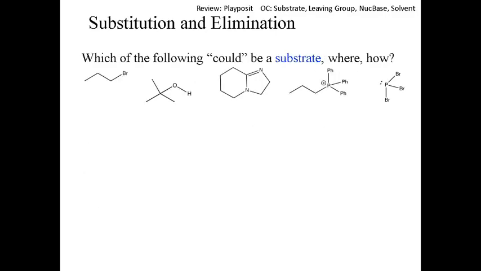Okay. So we're going to start into our substitution and elimination. There was supposed to be a whole bunch of play posits for each of these. I think the only one I've got as a play posit is the substrate. There is a leaving group, nucleophile, base and solvent YouTube video, which I don't think I've got linked yet, but I'll try and get those linked in there.